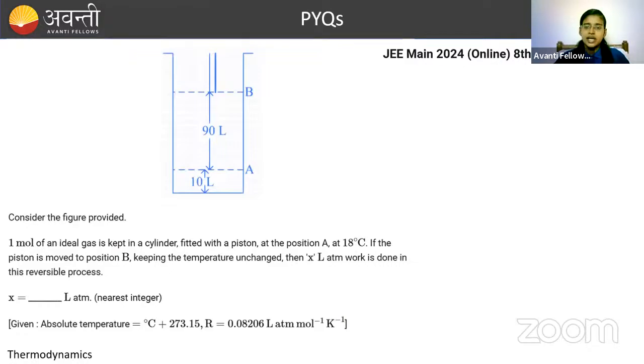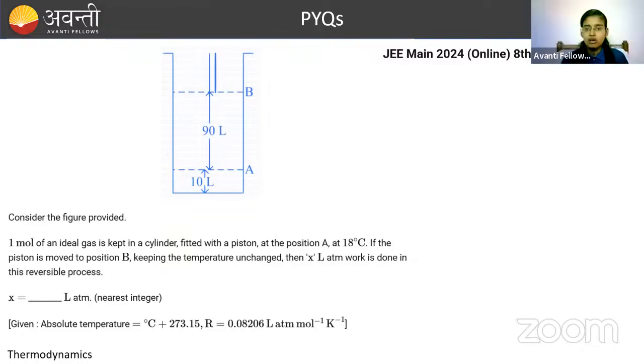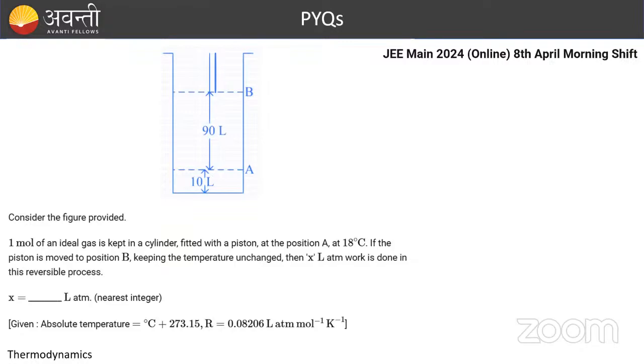Again, a JEE Mains question. First I'll solve a set of JEE Main questions, then we will go for the NEET questions. There is a figure provided to us. 1 mole of an ideal gas is kept in a cylinder fitted with a piston. So we have 1 mole of an ideal gas inside this at position A at 18 degrees Celsius.